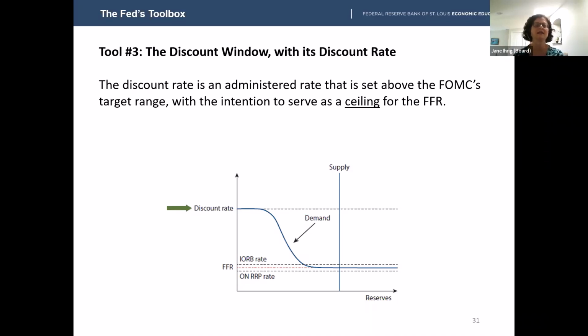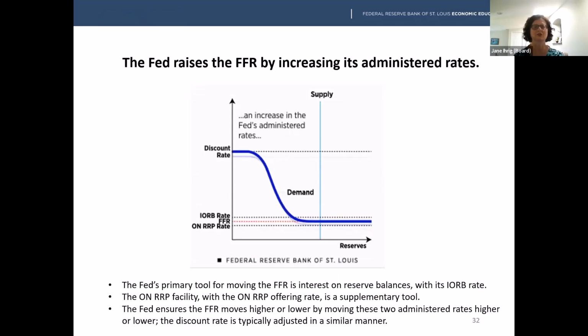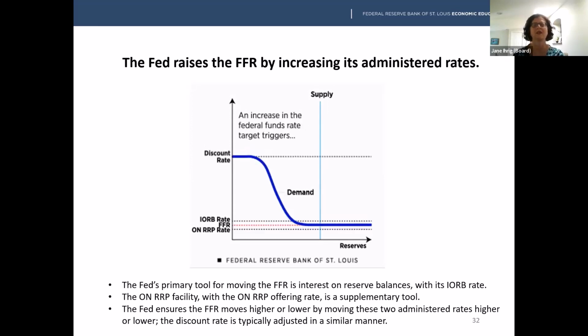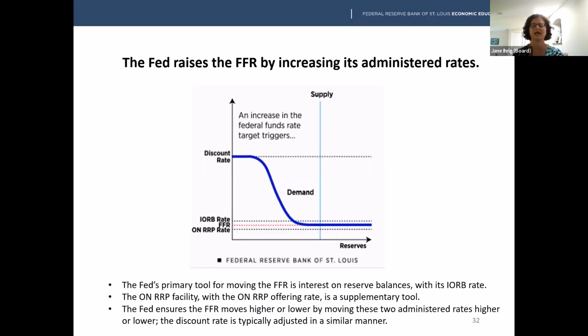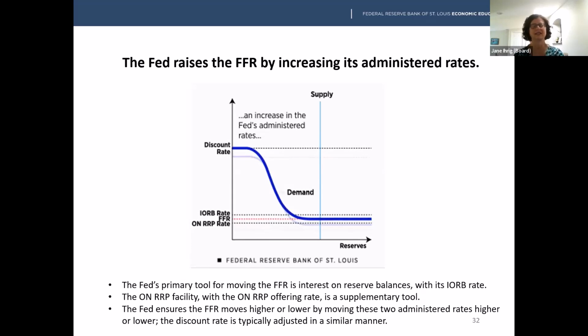Okay, and the next slide puts these three administered interest rates into a graph for us. So how does an ample reserve regime work? The demand curve is downward sloping. The supply curve is to the right in the graph and intersects the demand curve where it's flat. This graph shows what happens when the Federal Reserve raises interest rates, tightens policy like it's been doing this year. What does it do?